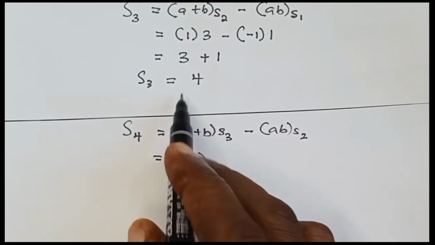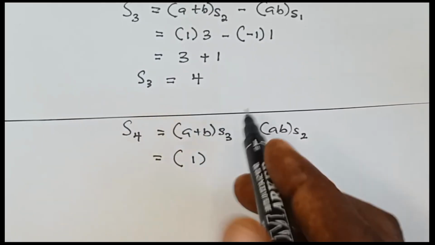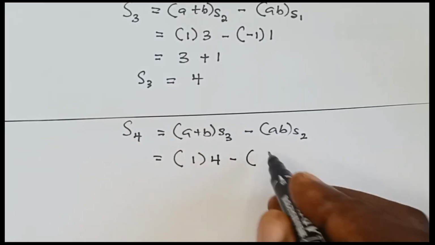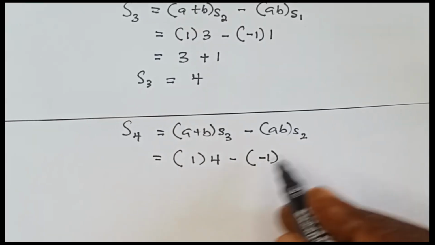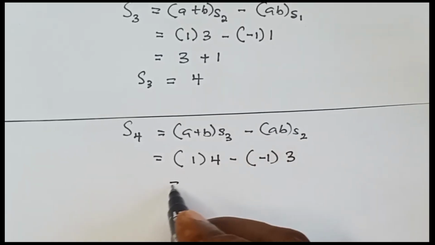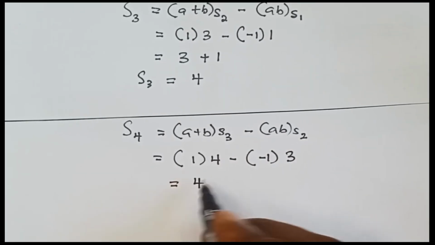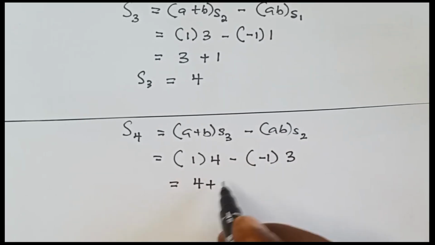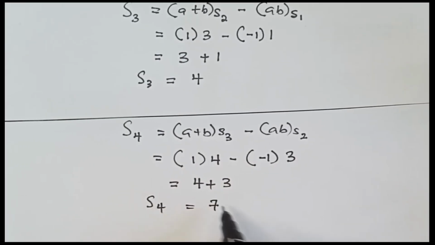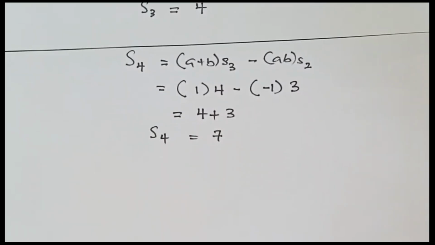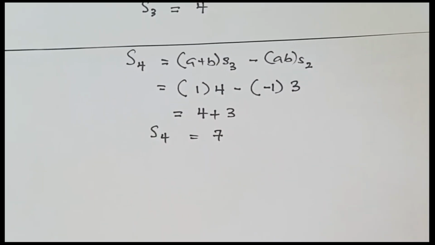What is our S3? Our S3 is what we just calculated, which is 4, minus ab is minus 1. What is our S2? Our S2 is 3. So 1 times 4 is 4, and this is plus 1 times 3 is 3. So it means our S4 is 7. Okay, now that we have our S3 and our S4, we can now successfully find the sum of the fifth power of the roots a and b.